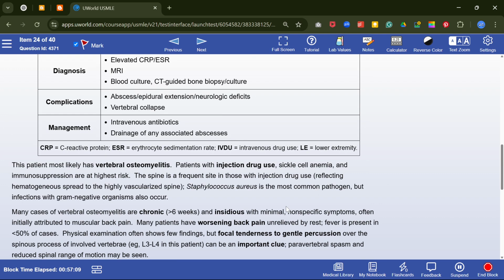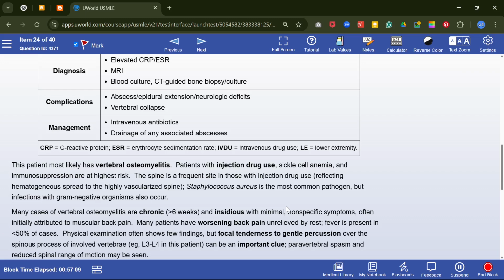Okay, this patient most likely has vertebral osteomyelitis. Patients with IV drug use, sickle cell anemia, immunosuppression are at highest risk. The spine is a frequent site in those with injection drug use, reflecting hematogenous spread to the highly vascular spine. Staph aureus is the common pathogen, but infection with gram-negative organisms also occurs.